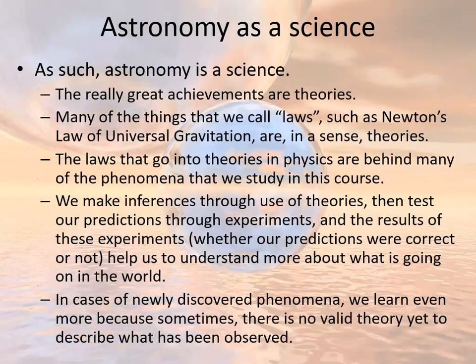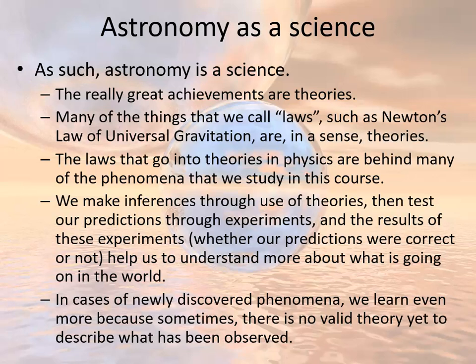But in the same realm, astronomy is a science. Now, in truth, a lot of things that we call laws, such as Newton's law of universal gravitation, are, in a sense, theories. In other words, Newton's law of universal gravitation is a mathematical statement that says, hey, this is how objects attract each other by gravity, and this is why the planets orbit around the sun. Because if you do a mathematical derivation from that, you realize that you get elliptical orbits in the case of an inverse square law. So the laws that go into theories in physics and astrophysics are behind many of the phenomena that we will study in this course.